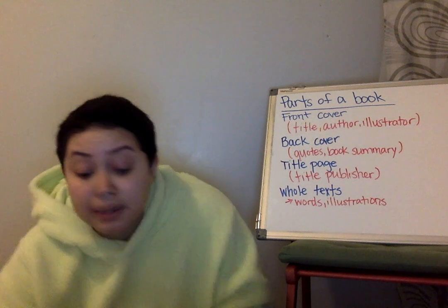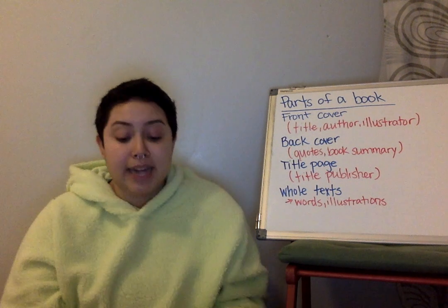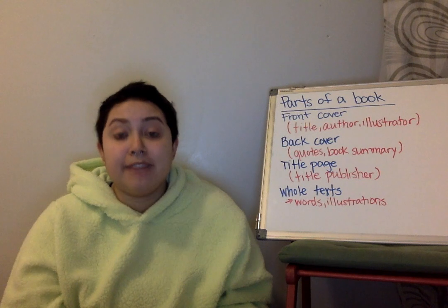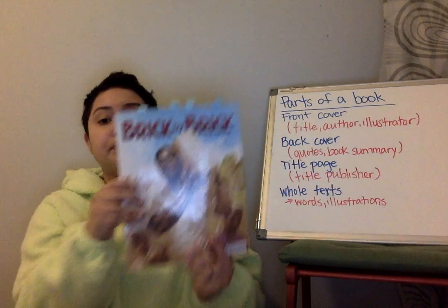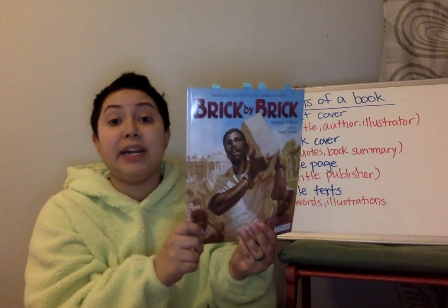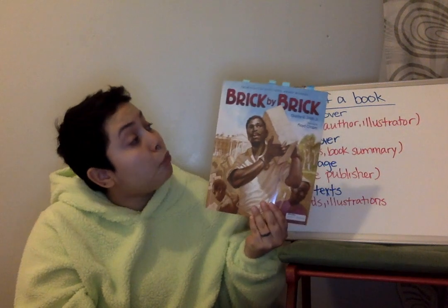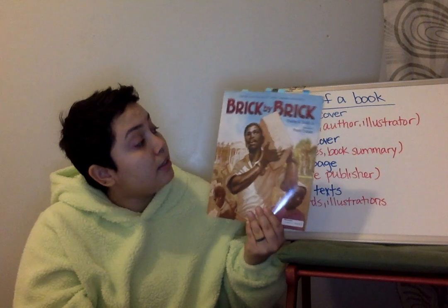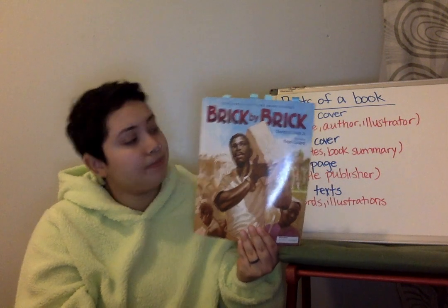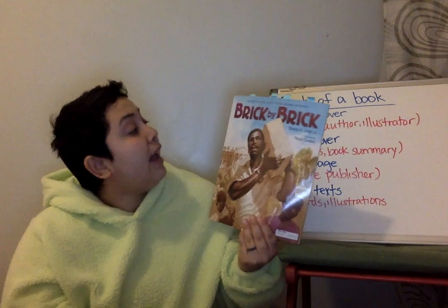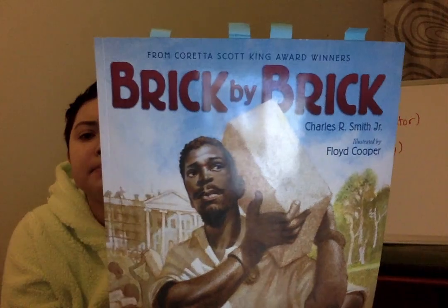Now, we're going to start reading a new book today, and you're going to help me identify the parts of this text. The text that we're going to be reading today is called Brick by Brick. Can you tell me where the title is? Yeah, it's up there. It's big, it's bold, it's in some red-brown letters.